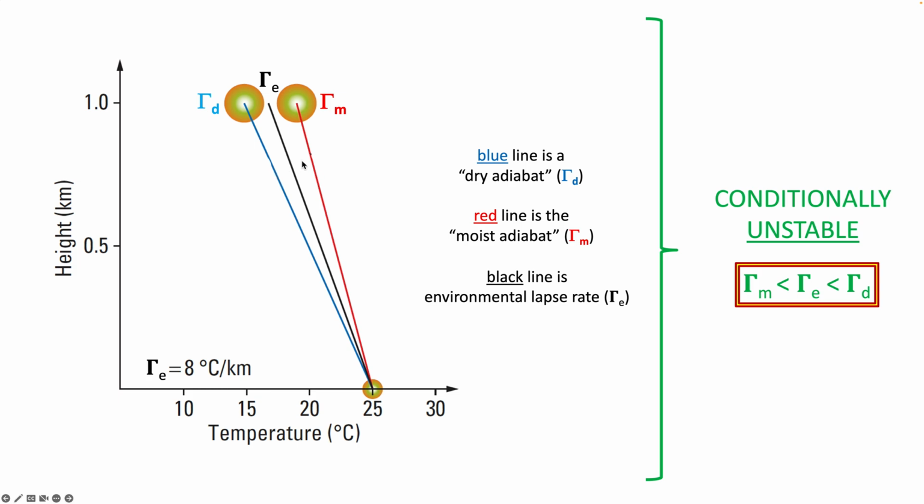I want to keep it more clear cut. So just remember that dry parcels cool along a dry adiabat as you lift them, and moist parcels cool along a moist adiabat as you lift them.